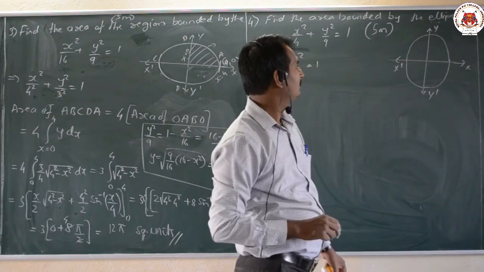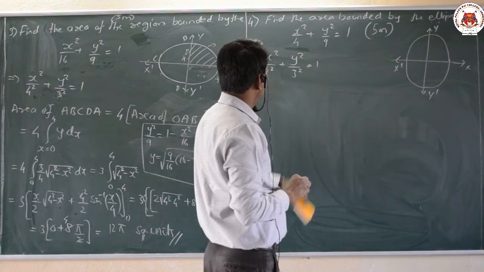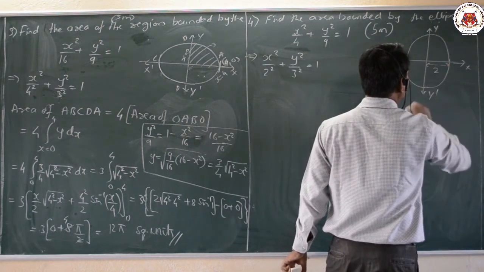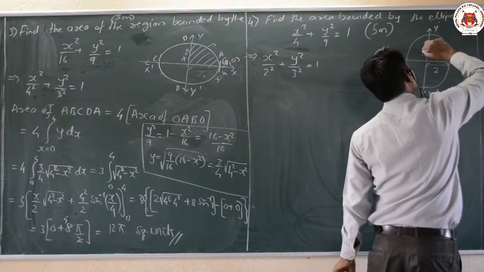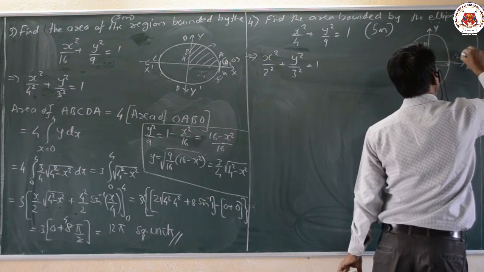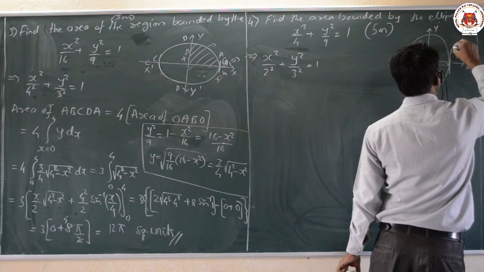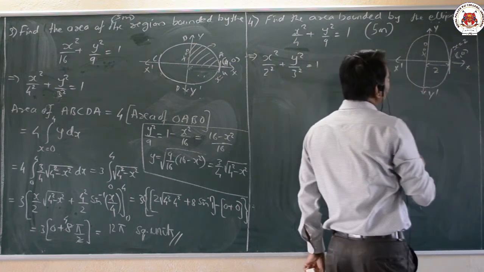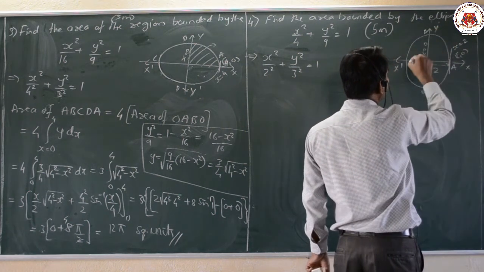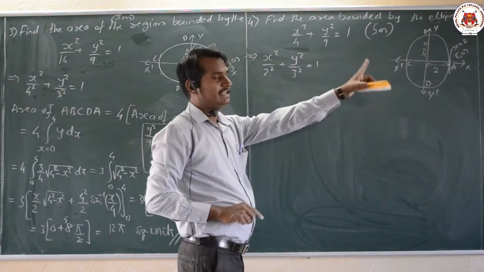Next, how we have to solve: this particular distance is nothing but a here, and what is the a value? That is 2. Now this particular line I will take as x equal to 0, and this point will be 2 comma 0, or else I can take it as x equal to 2 here. Now I require to find the area of a, b, c, d, a.